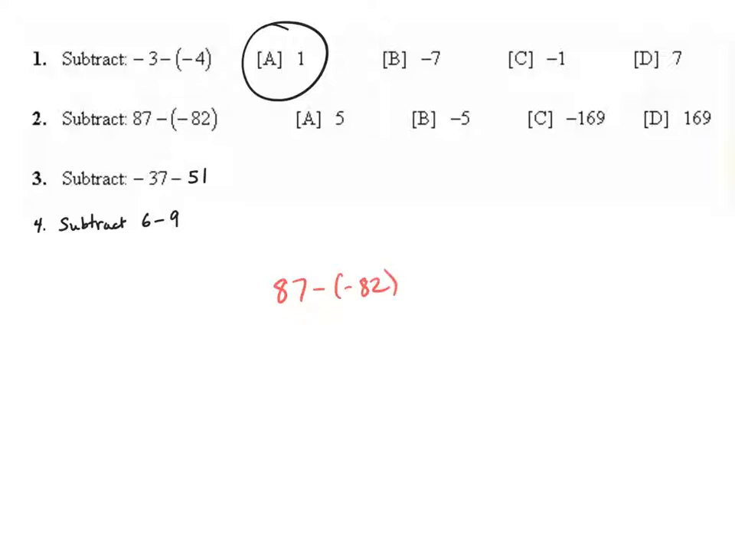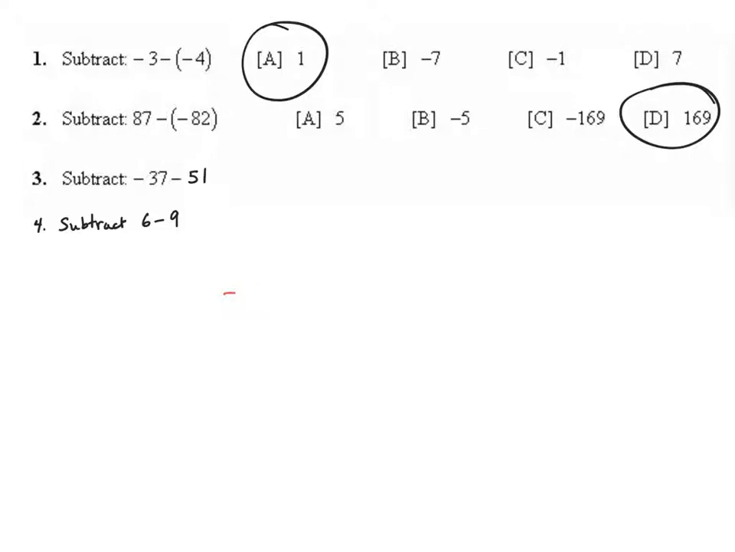Question 2, we have 87 minus negative 82. And again, we have parentheses because we have an operation and a sign directly next to each other. It's meant to eliminate confusion. So we're going to take our 87 and we're going to add the opposite of negative 82. The opposite of negative 82 is positive 82. So this is just a regular addition problem. 87 and 82 is 169.